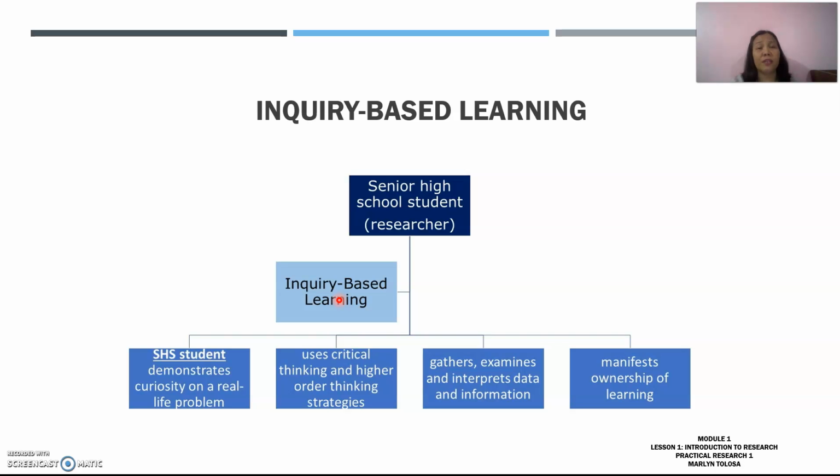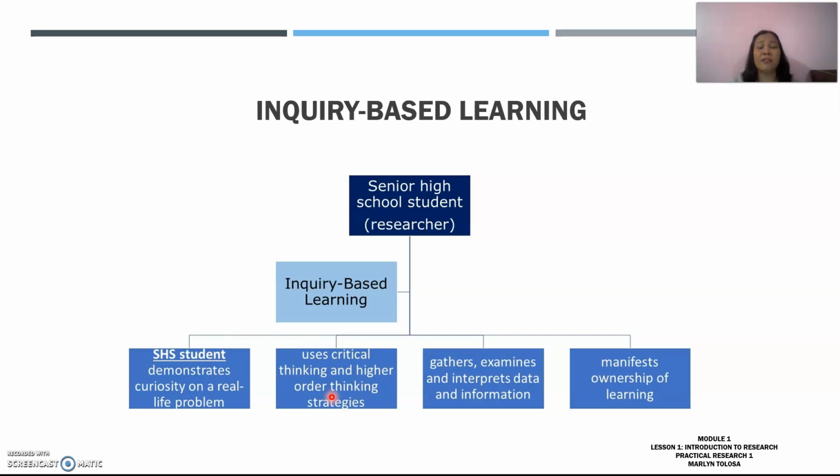When you observe, specifically in conducting a research, a student makes use of what we call inquiry-based learning. In a research class, a senior high school student who is a researcher uses the inquiry-based learning. What does a senior high school student do? What are some of his or her experiences? First, the student demonstrates curiosity on a real-life problem. Therefore, you ask a question, and then you have to find an answer to this question.